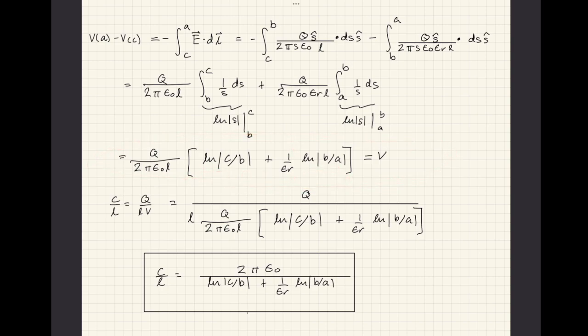So now I go back to my capacitance per unit length and plug in my V. Notice how our L cancels out, our Q cancels out like I mentioned earlier, and we're left with 2 pi epsilon naught all over ln of c over b plus 1 over epsilon r times ln of b over a.